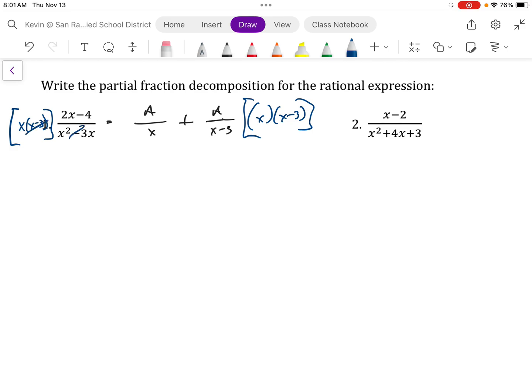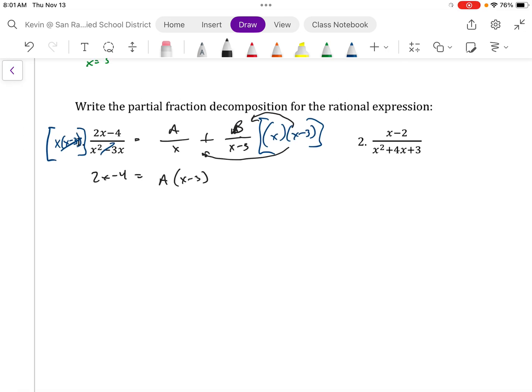These cancel out, leaves us with 2x minus 4. And then we multiply this over here. The x's cancel out, leaves us with a times x minus 3. Oops, this is supposed to be a b. And then we multiply this by this, and the x minus 3's cancel out, and so it leaves us with bx. All right?